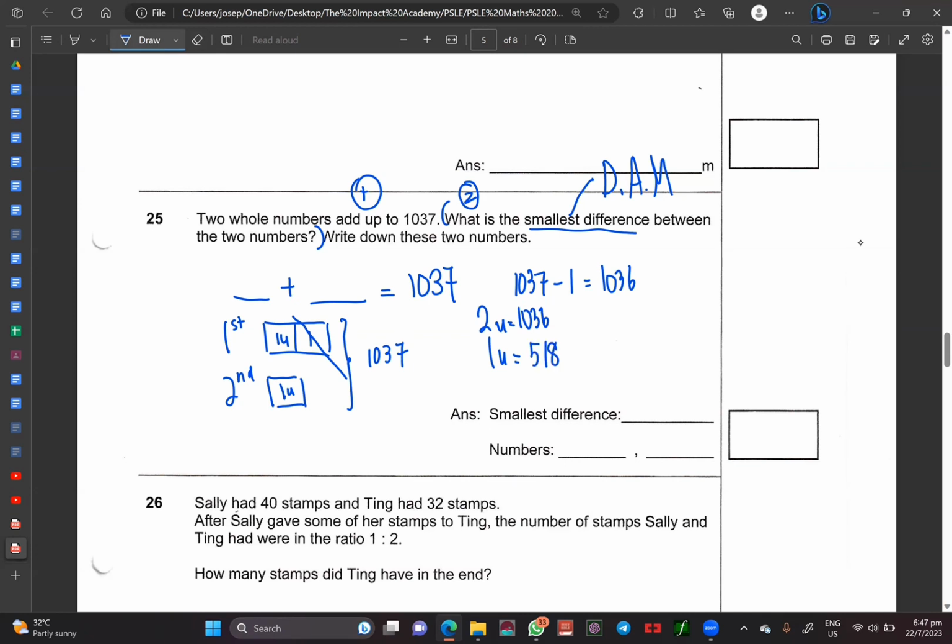So they want you to find what is the smallest difference, and that is 1. What are the numbers? First thing first, I have 518 over here. So I write down my first number, or second, whatever, doesn't matter. And then the second one will be 518 plus 1, which is equals to 519. Okay, and this is 519.